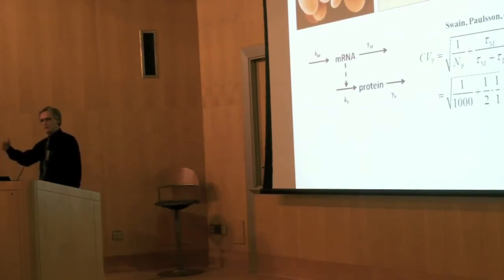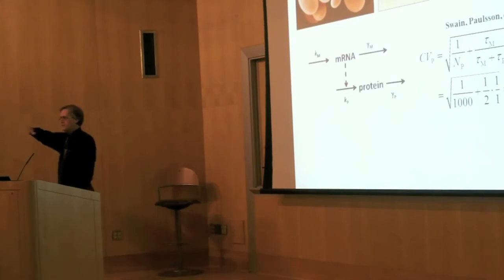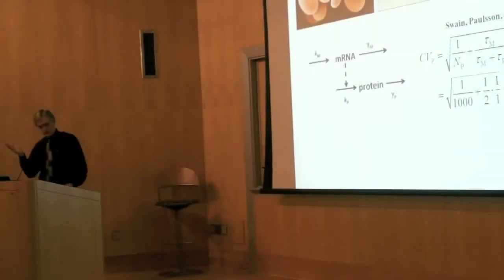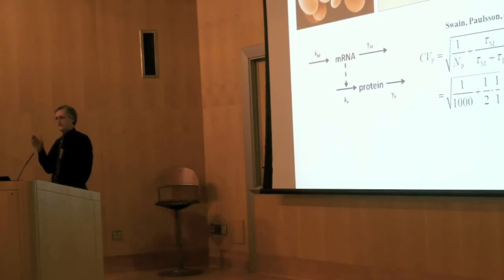That means if these numbers were true, the number of protein molecules would be fluctuating all over the place. Plus or minus 70%, 100%. You'd have no idea how many proteins you have. There'd be way too much noise in the system for anything to work. So this is what really stimulated us to try to build stochastic versions of our deterministic models to try to resolve some of these issues.